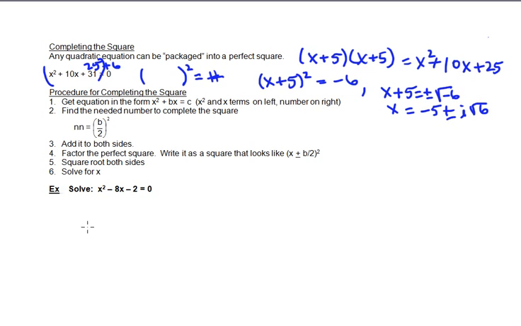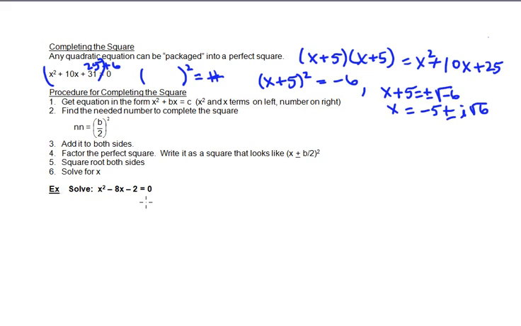So then the question becomes, can any quadratic equation be converted into a perfect square? And the answer is yes. And the procedure that we use to make this happen is called completing the square. So we're going to step by step work through this procedure on a simple example. So here we have x squared minus 8x minus 2 is equal to 0.